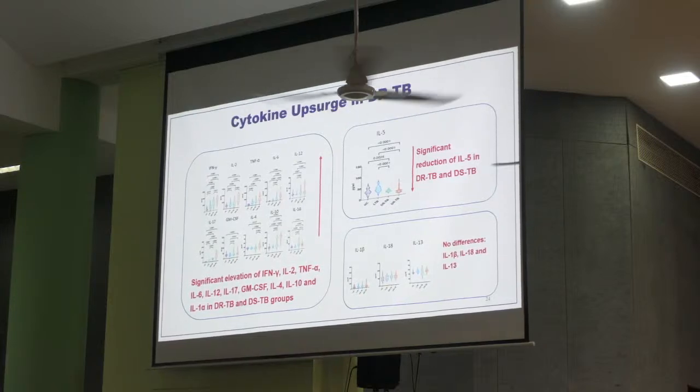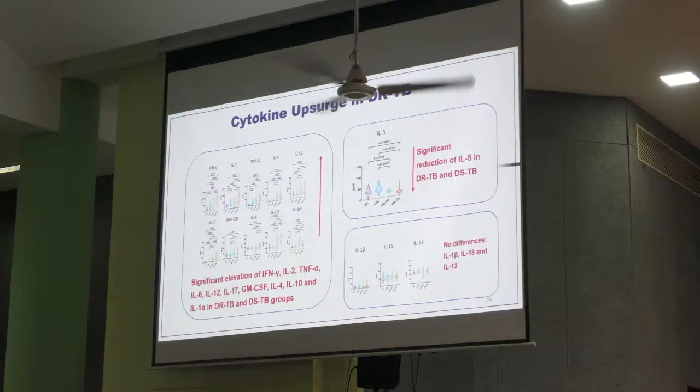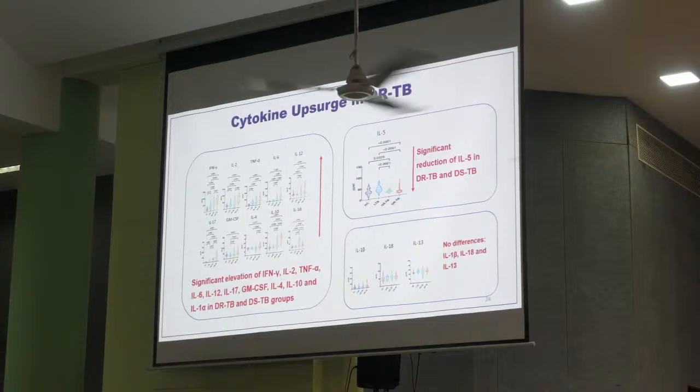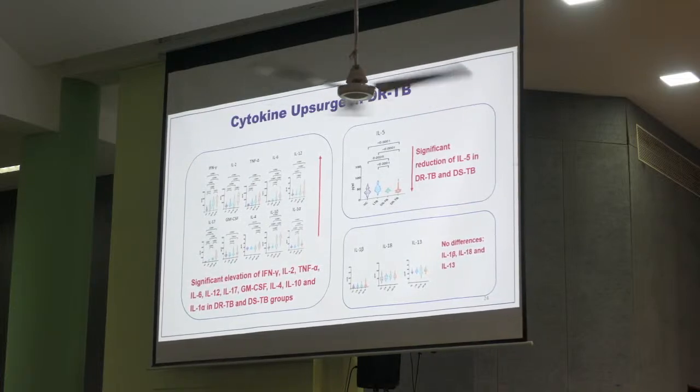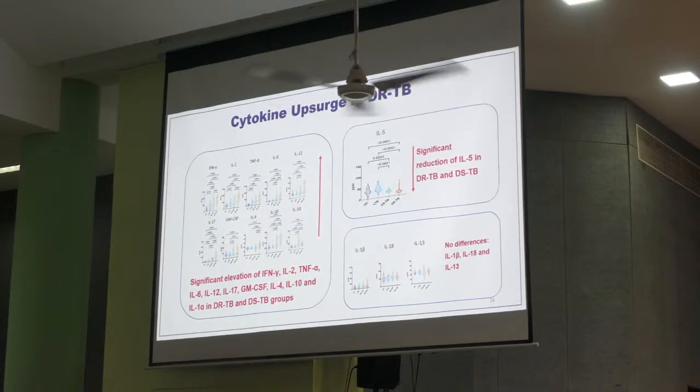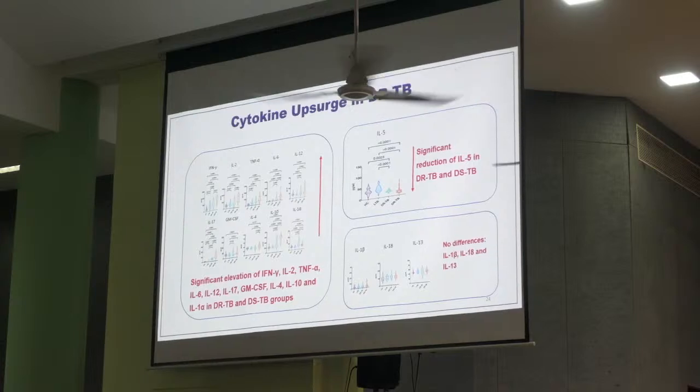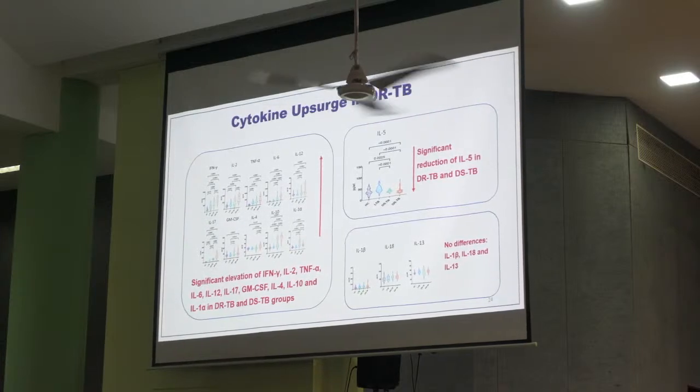The panel on the left-hand side shows all the cytokines that were found to be increased in the DS and DR when compared to healthy and latent TB, which means there is more inflammation. These are all pro-inflammatory cytokines, particularly interferon gamma, TNF alpha, IL-17 and IL-1A. As a result of the feedback mechanism, you also see IL-4, IL-10 and IL-6. IL-6 is again a pro-inflammatory cytokine. So all these cytokines are rampantly increased in the case of DS and DR TBs.